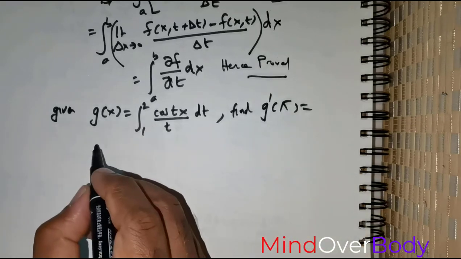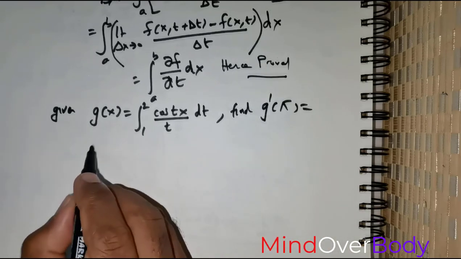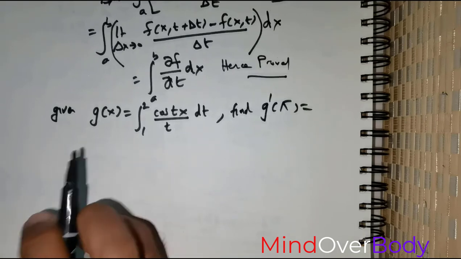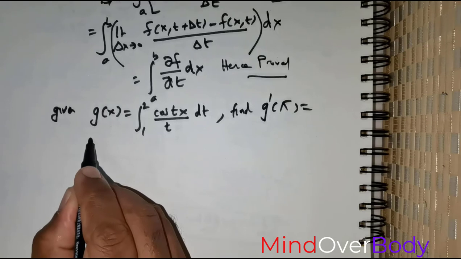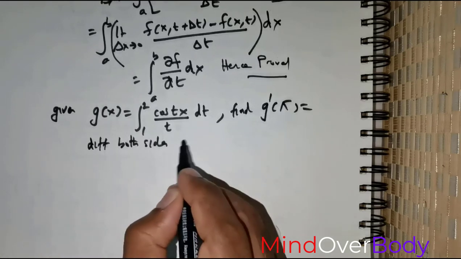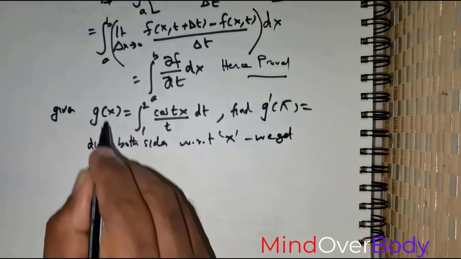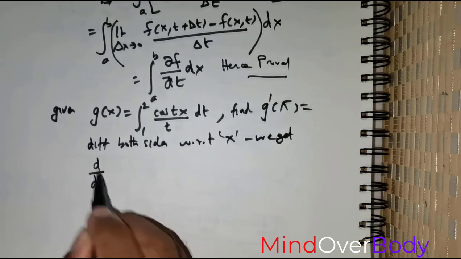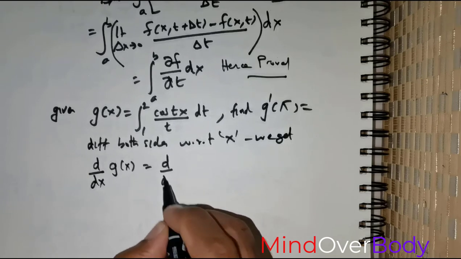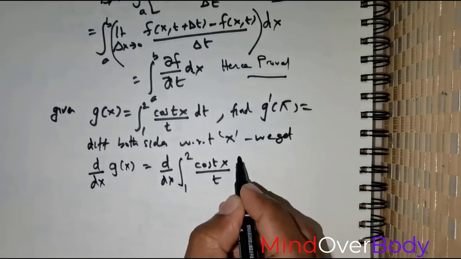So what I wish to do is differentiate both sides. Differentiating both sides with respect to x, we get d over dx, the total derivative of g of x, is equal to d over dx of the integral from 1 to 2 of cos(tx) over t times dt.